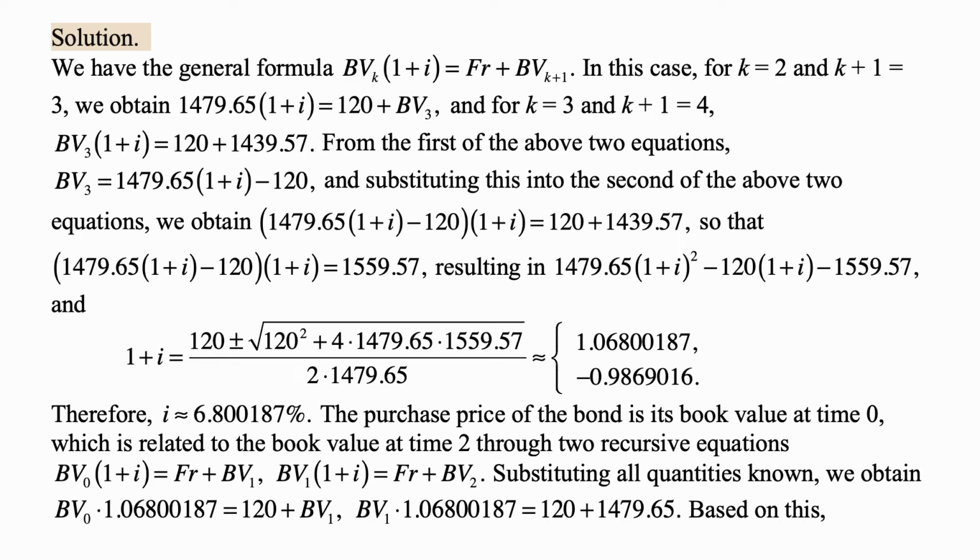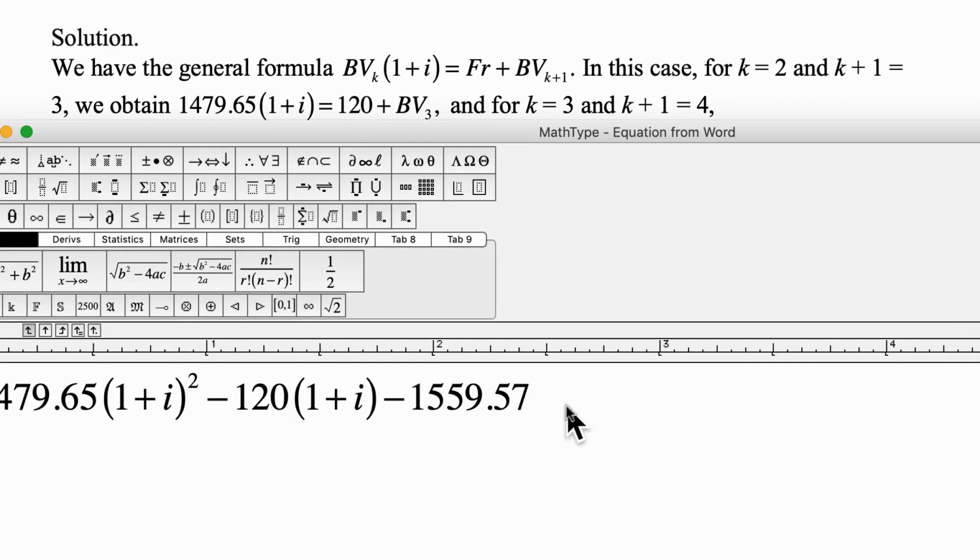From the first of the above two equations, book value at time 3 is 1479.65 times 1 plus I minus 120, and substituting this into the second of the above two equations, we obtain 1479.65 times 1 plus I minus 120, times 1 plus I, is equal to 120 plus 1439.57. That right-hand side can be just written as 1559.57, and so we end up with 1479.65 times (1 plus I) squared minus 120 times (1 plus I) minus 1559.57 equal to 0.